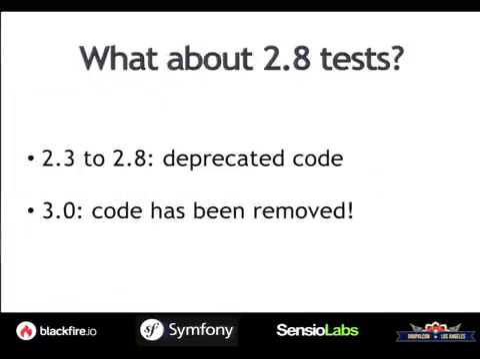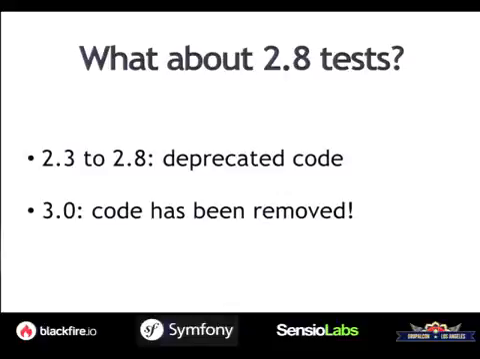But then what about the tests themselves? Because in the 2.x versions, we deprecated stuff, but we still do have the tests for them, of course, because we don't want to break stuff. But in 3.0, the code is not there anymore, which means that if we want to make the tests run for all the versions, we need a way to say, okay, you can't run this test in 3.0 because the code is not there anymore, right?